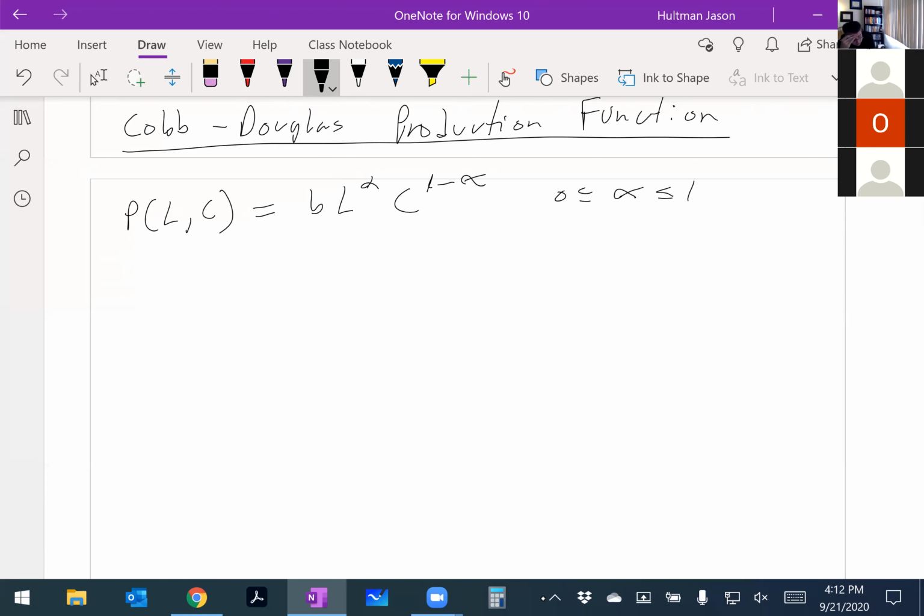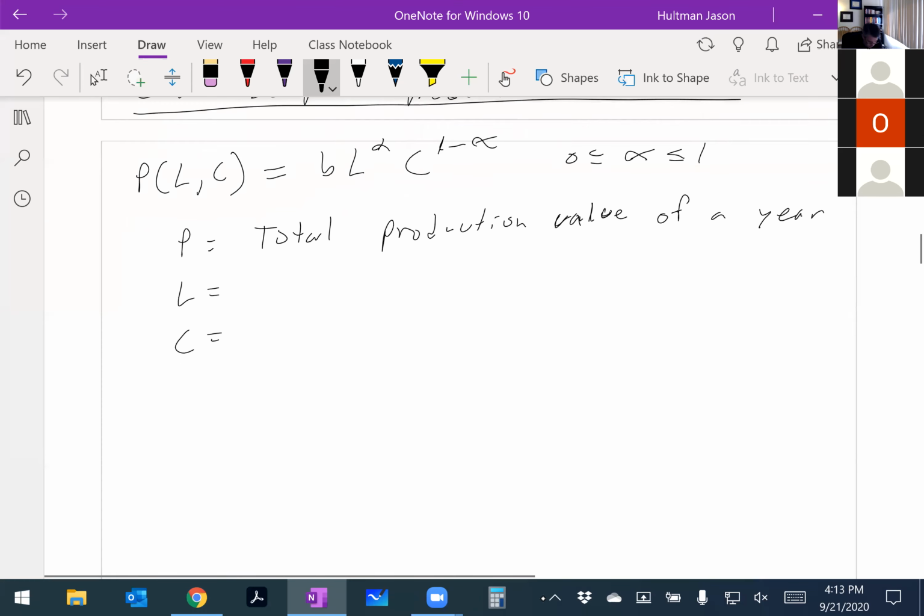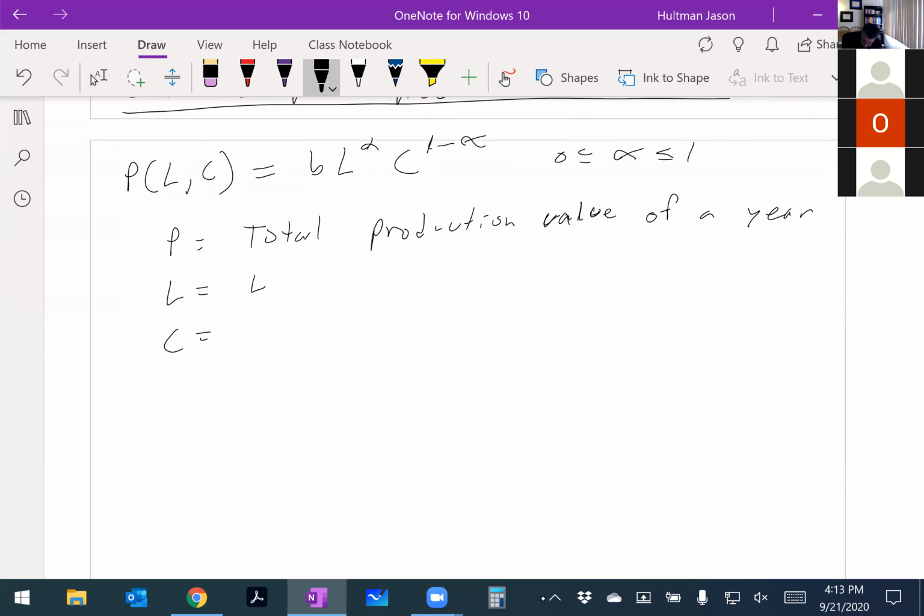Where P is equal to the total production value. Usually it's for a large corporation or even a nation. We talk about the production value of a nation for the year. These are like gross domestic product type of things. So total production value for the year. It is basically divided into two categories. One is the labor hours worked for the year.